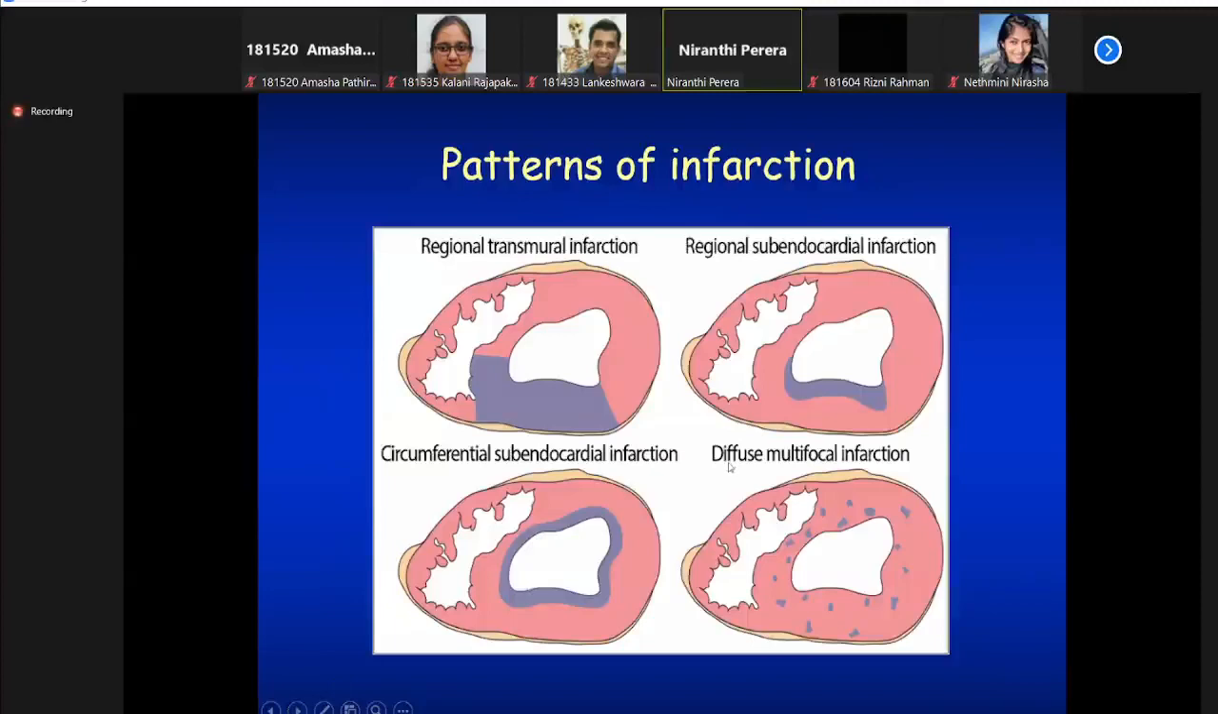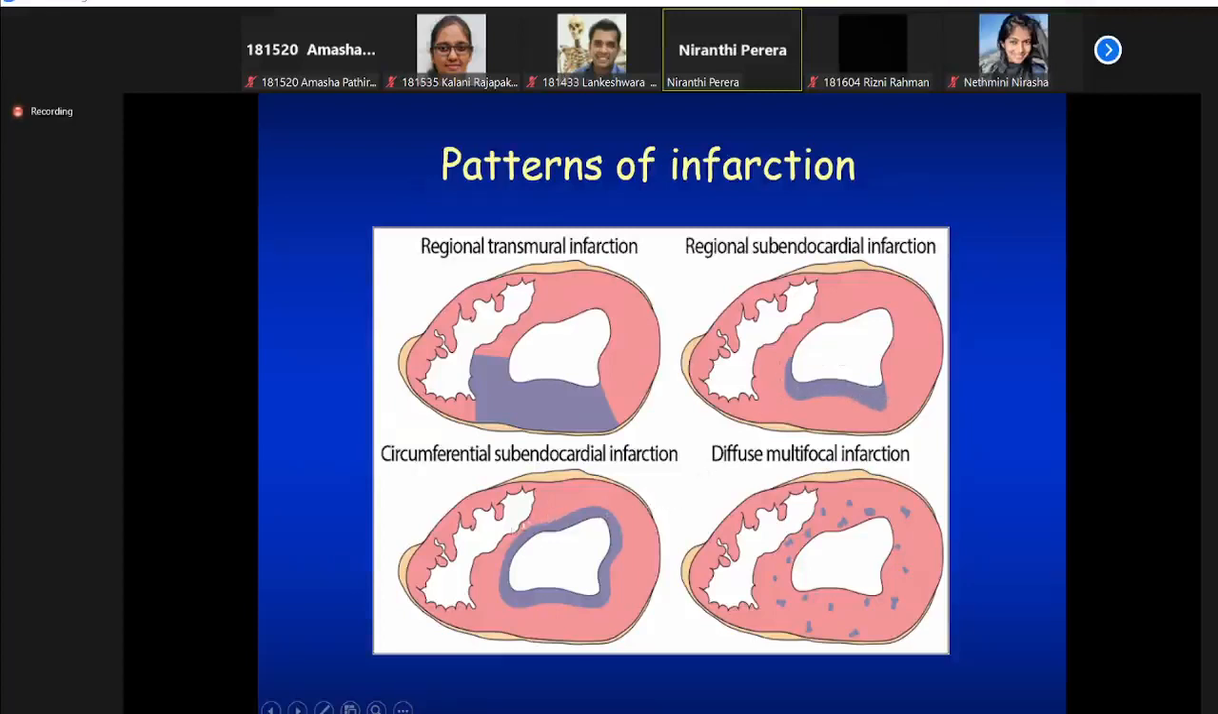All right, so let's look at patterns of infarction. Here's your left ventricle, here's your right ventricle. You can have a full thickness infarction. This is regional. It's called a transmural or full thickness infarct of the ventricle; here's the interventricular septum. Or you can have a regional subendocardial infarct; both of these are regional. So here's your lumen, and the subendocardial region is very vulnerable.